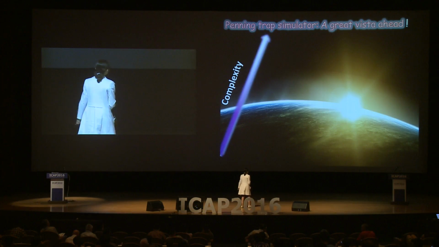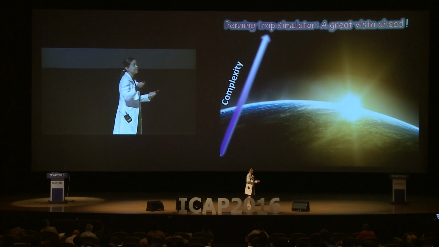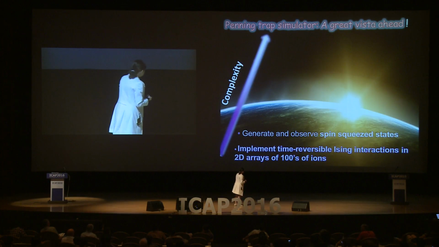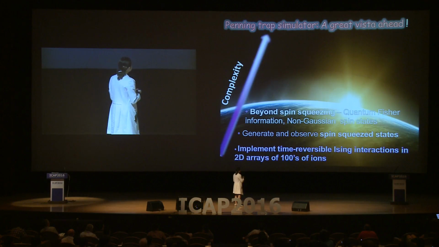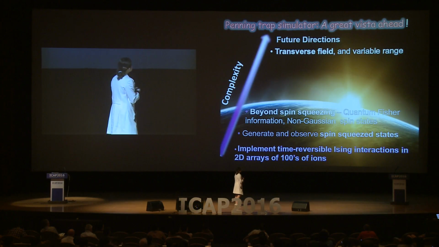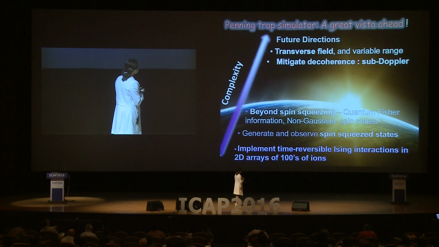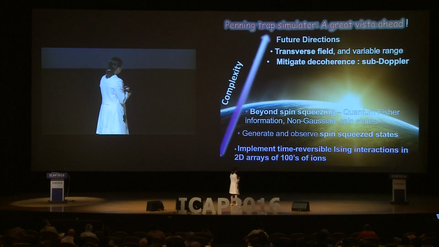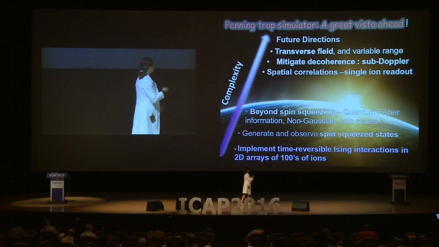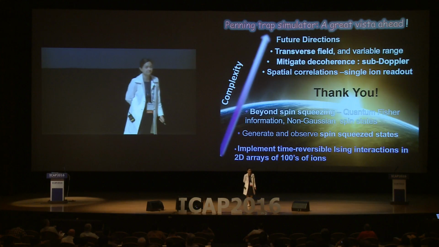And just let me conclude. I think there is a great vista ahead. We are just starting. We implemented Ising interactions all-to-all. We see cat state. We see beyond cat state Fisher information, non-Gaussian statistics. But in the future, we want to apply transverse field, add variable range interactions, decrease the decoherence, and finally look at a single ion resolution and readout. And with that, thank you for your attention.